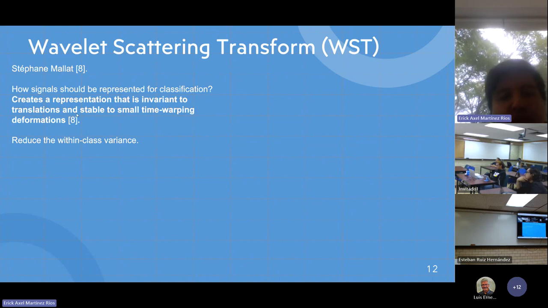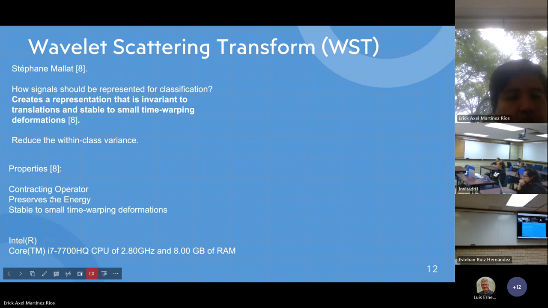By doing this, we hope that we can reduce the within-class variance of the set of signals, and hopefully apply a linear classifier that can allow us to discriminate between the two groups that we wanted to compare. Other properties of the scattering transform are that it is a contracting operator, it preserves the energy, and it is stable to small time warping deformations.